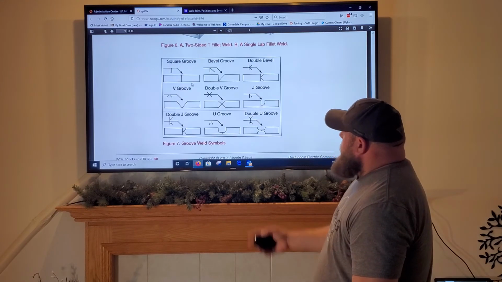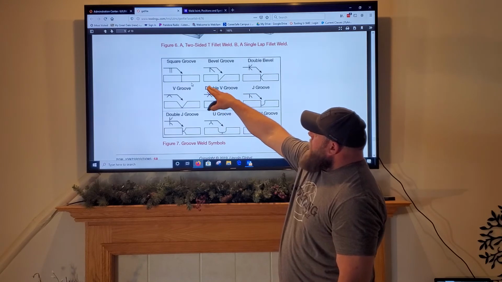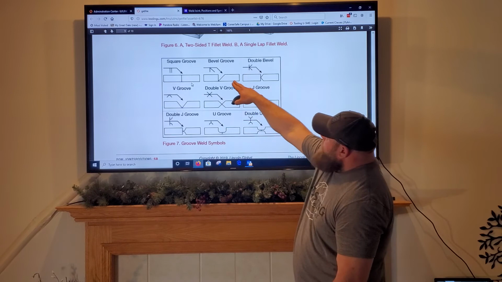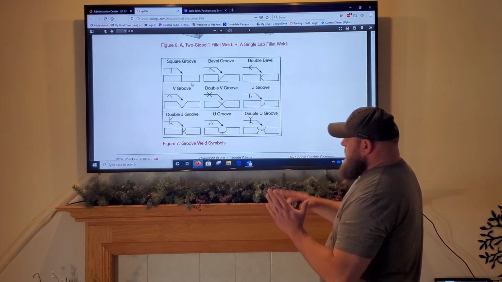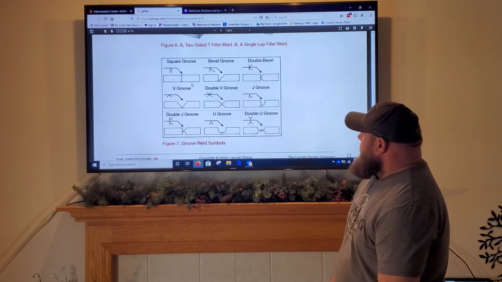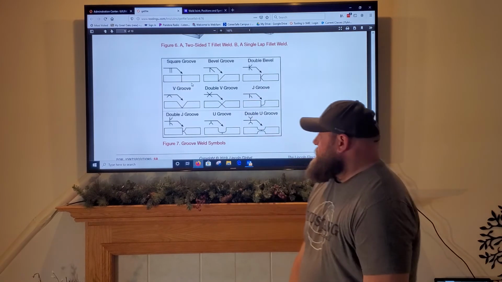And then you have a bunch of different weld joints. You got a square groove. It's got two lines, either top or bottom of the reference line. A bevel groove, same thing. Vertical leg down and a leg kicking out to the side. A double bevel looks like a big K. A double bevel has to be arrow side and other side. There's no other way to do that.